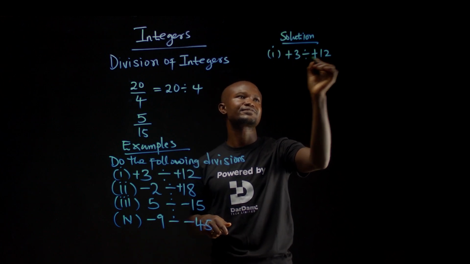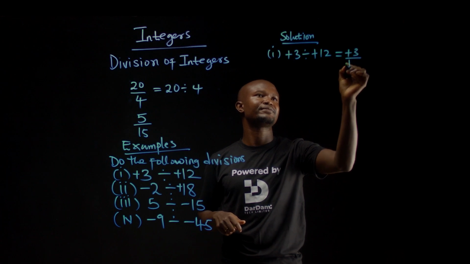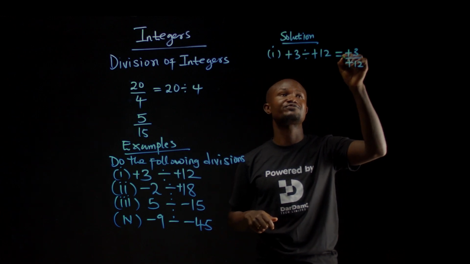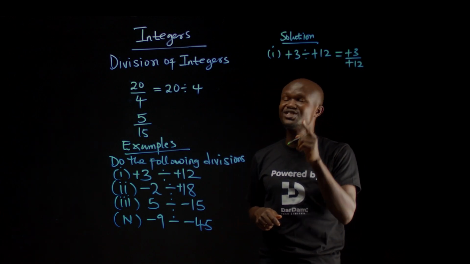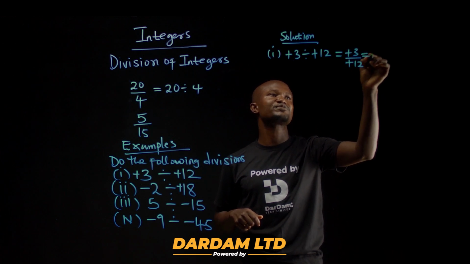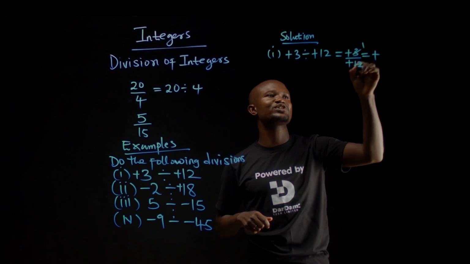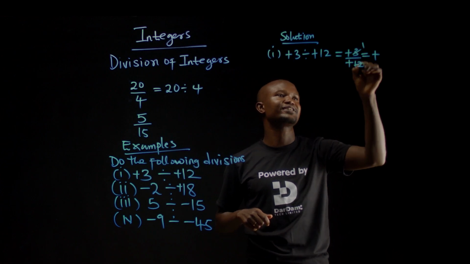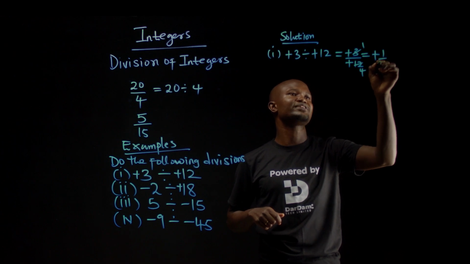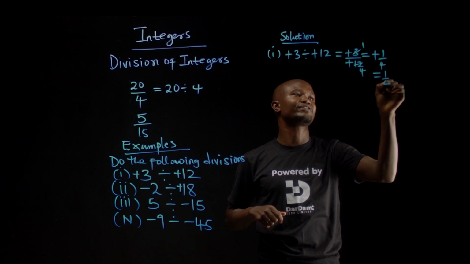This is the same thing as plus 3 divided by plus 12. So plus divided by plus from our rule of division is very important. So we have here plus divided by plus will give us plus. And now 3 here, how many 3 will you see in 12? That's 4. So here, what do we have? This is plus 1 over 4, and this is the same thing as 1 over 4.